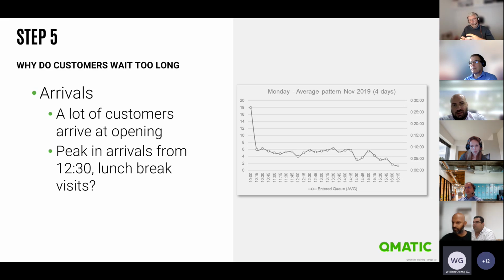Keep in mind, arrival is when customers get into a queue. In other words, when do they get a queue number, you could say. And there's one thing I can see immediately: there are a lot of customers taking a queue number already between 9:45 and 10. That tells you something, by the way. That means that probably these branches opened the door and there were already people standing outside, and they all walk in and take a queue number.